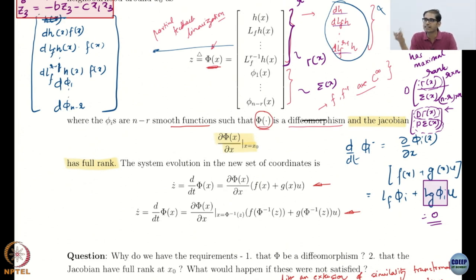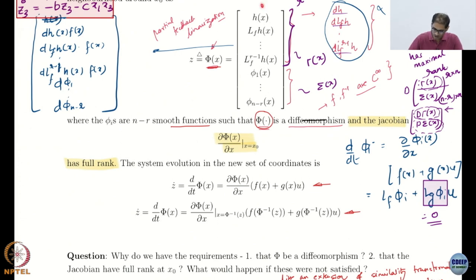Now what is the guarantee that these new coordinates are in fact coordinates? That is, they're linearly independent. The only way to claim that is by checking the Jacobian. You have to take the d phi, and then you have to see that it is full rank. And if it is, you are good. And that's really what we are trying to do.